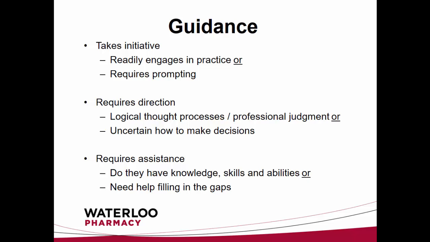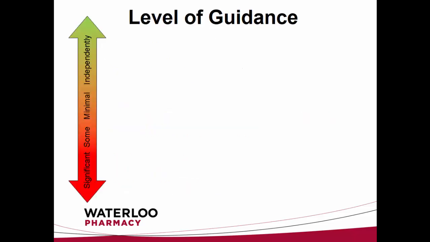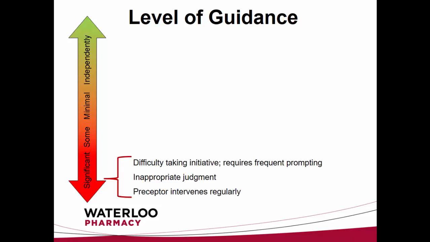The next slide explains the level of guidance required and how it relates to the rating columns on the assessment tool. The double-headed arrow on the left side of the screen shows the spectrum between significant guidance at the bottom of the screen to independently at the top. There are 4 characteristics to consider when assessing a student's need for guidance. Starting at the bottom of the arrow, a student who has difficulty taking the initiative or requires prompting, demonstrates inappropriate judgment, and requires regular intervention by the preceptor would be described as needing significant guidance. This would be a column B rating on the assessment tool.